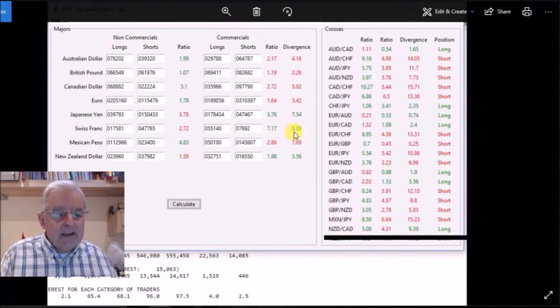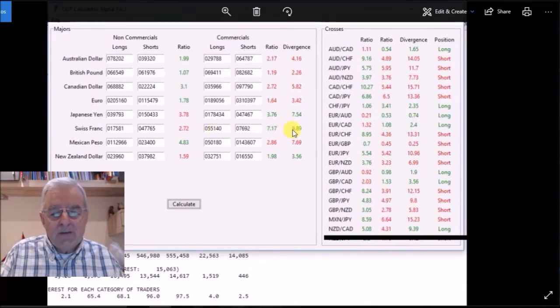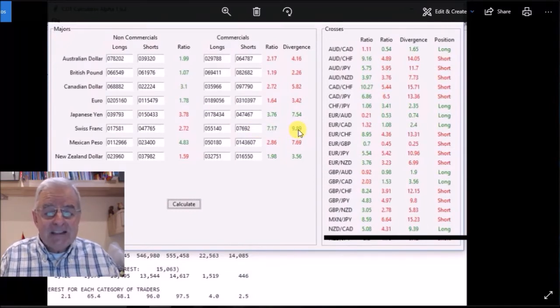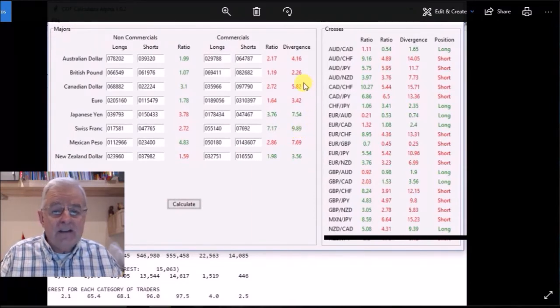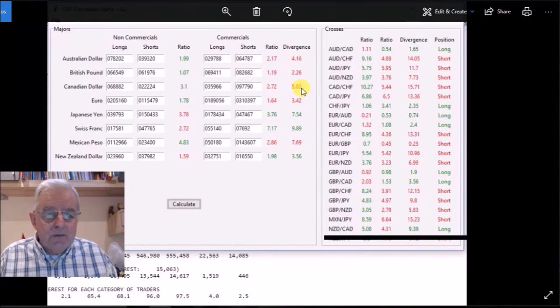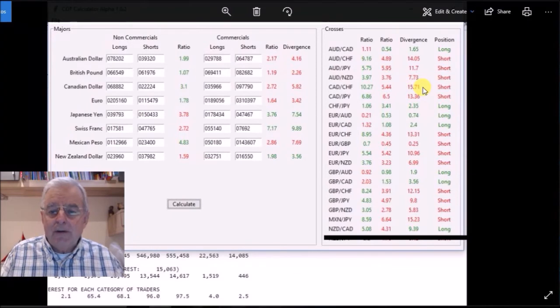long. Now that is the most long currency actually on the divergence this week. And if you put that against a currency that is basically short, like the Canadian dollar, that has got a short divergence at 8.82, that gives you, let me just see, Swiss franc, Canadian dollar, Swiss franc has got a short divergence of 15.71. So that's an extreme divergence.